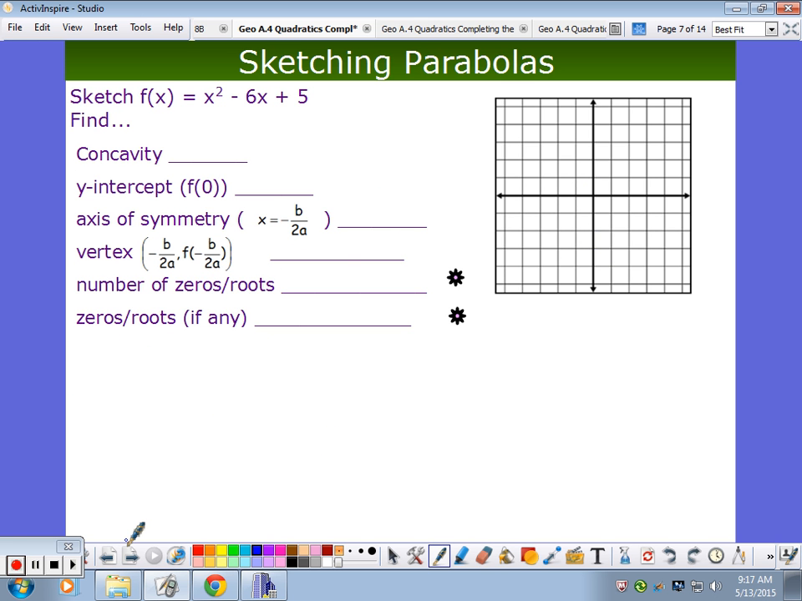Now let's review using the table of value method. So this is what's on the bottom of your page here. First you say, what's A, what's B, what's C? A is 1, B is -6, C is 5. Concave up or down? Because A is positive, so I know it's going to be a smile. What's the y-intercept?